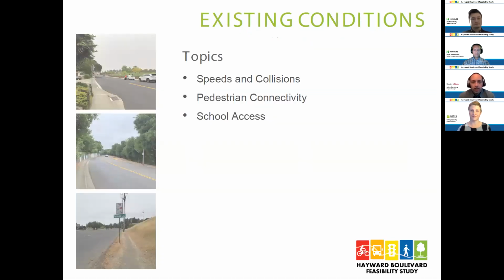So one of the early components of this project was to understand the existing conditions on the corridor. We gathered a lot of data. We did a lot of analysis. There's a component where we asked the community, you all, to provide input on existing conditions in the corridor. And there are a few key themes that we identified consistently across those items as areas for improvement or challenges along the corridor. So you can go to the next one.